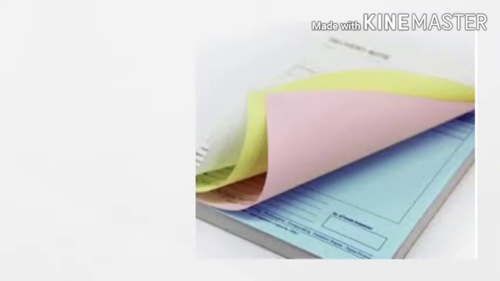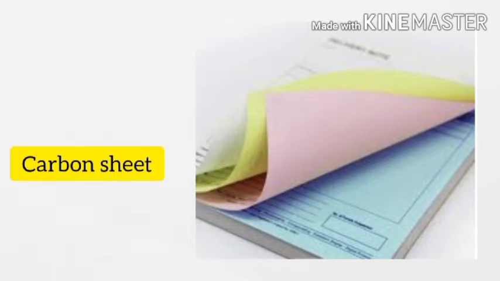You can take a very easy example of carbon copy. You keep one carbon copy between two pages, and you start writing over the page. You will see that it is printing on the backside, on the other page.